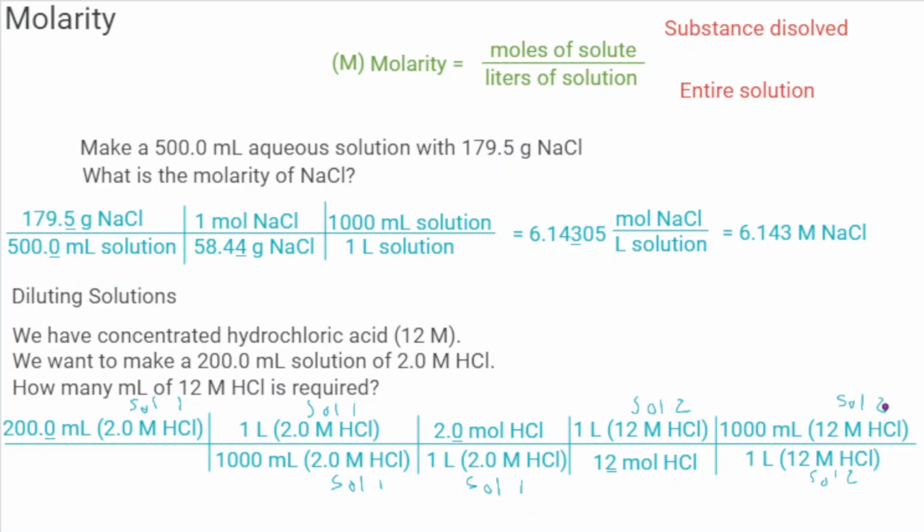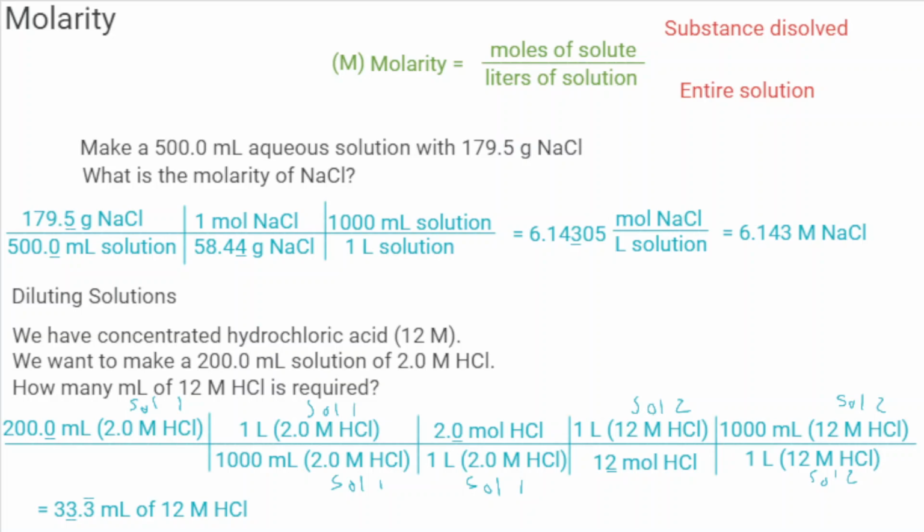All right. So now that we have all that worked out, we'll be left with milliliters of the 12 molar hydrochloric acid solution. And so we can multiply everything on top and then divide by everything on bottom. And when we do that, we will get 33.3 repeating milliliters of 12 molar hydrochloric acid.